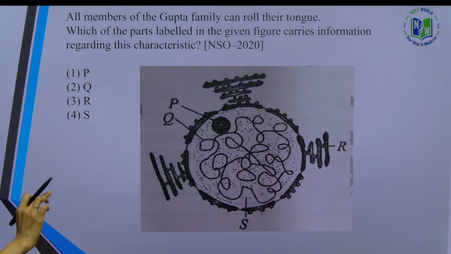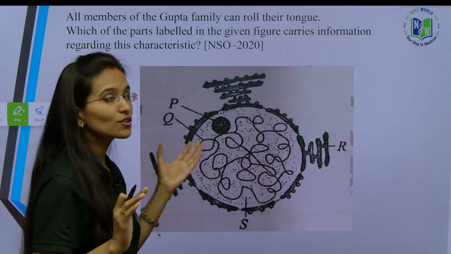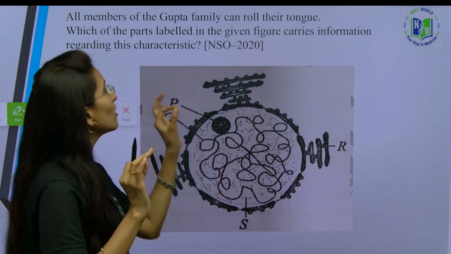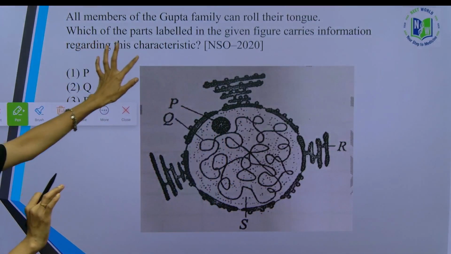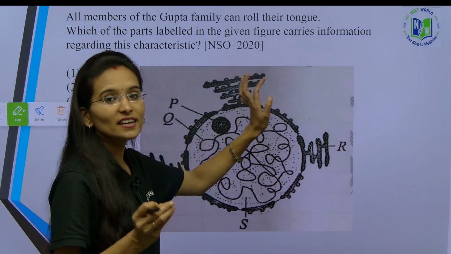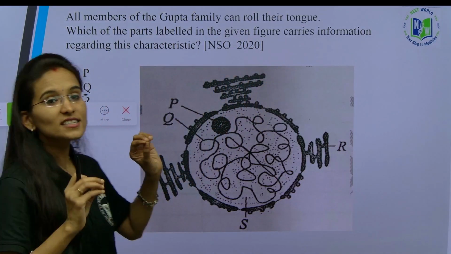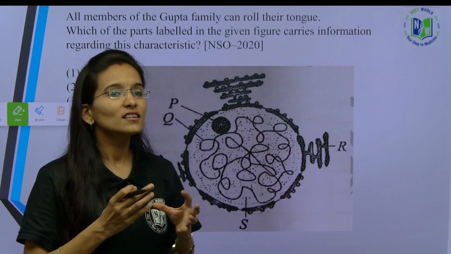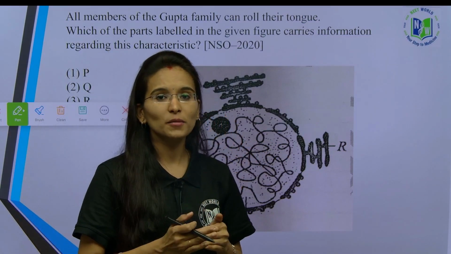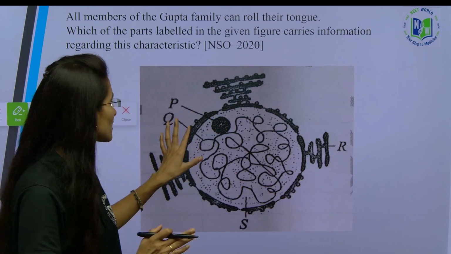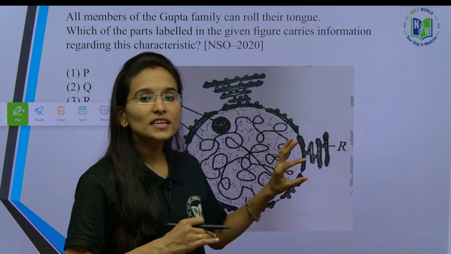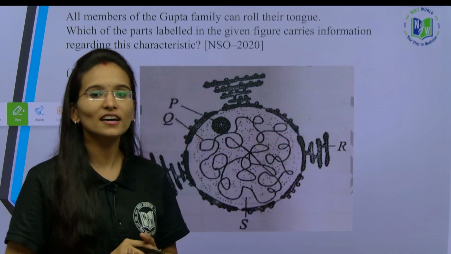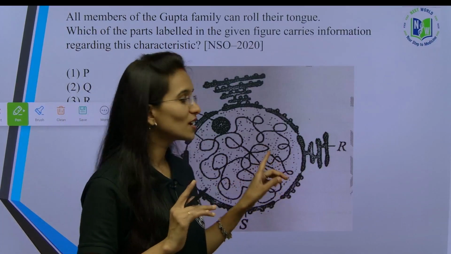All the members of the Gupta family can roll their tongue. Which of the parts labeled in the given figure carries the information regarding this characteristic? It is just one of the interesting traits of the Gupta family members. Here are the labeled parts, but only one of them shows this particular characteristic feature. So, you need to understand only that.